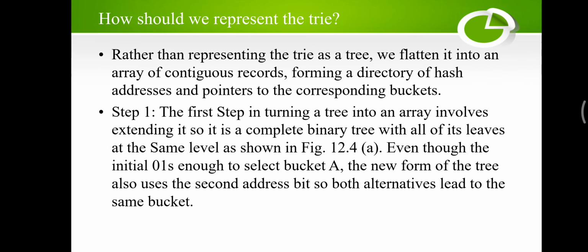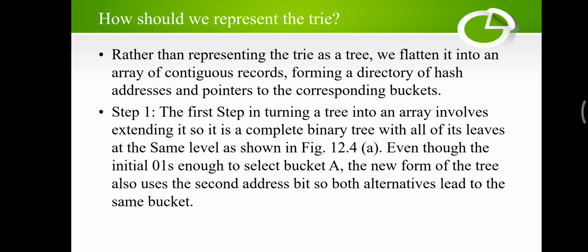Rather than representing the trie as a tree, we flatten it into an array of contiguous records, forming a directory of hash addresses and pointers to the corresponding buckets. Let us see the steps we need to turn the trie into a directory. The first step, turning a tree into an array, involves extending it into a complete binary tree, with all its leaves at the same level, as shown in the figure.